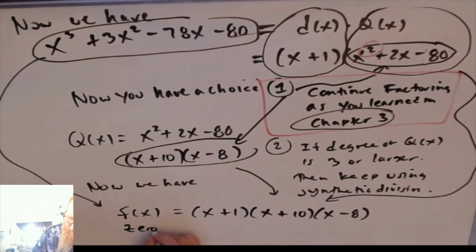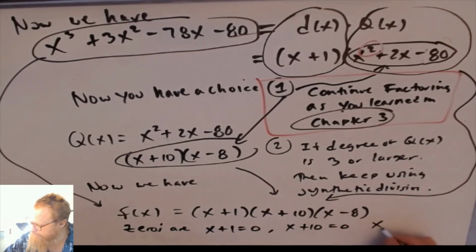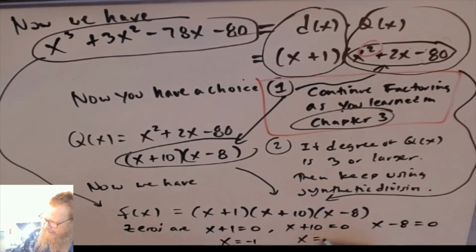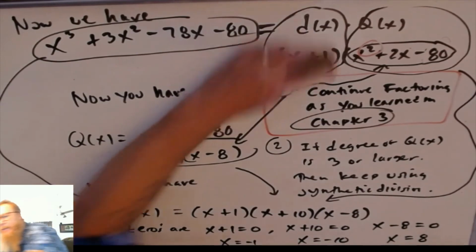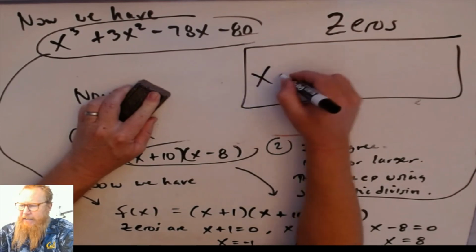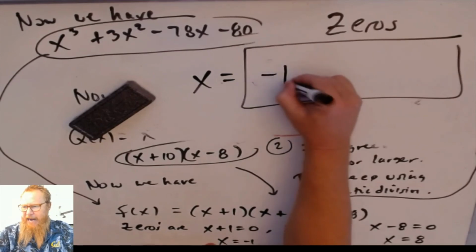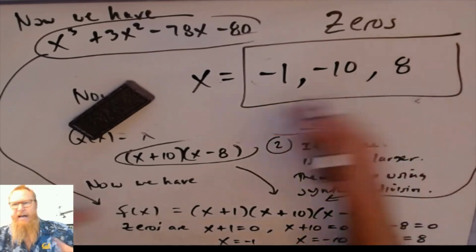And so the zeros are, set them all equal to 0. And so you're going to get x equals negative 1, x equals negative 10. I know I don't need to show the work on this, and x equals 8. So this is how you'll write your answer. Actually, the x is outside the box like this, and just list them out. Negative 1, comma, negative 10, and then comma 8. And I don't care what order they're in.